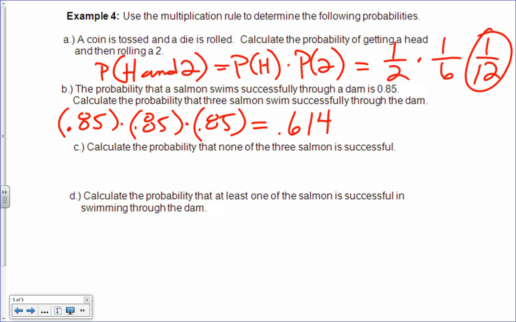Okay. Yeah, not really good for the species, is it? If you think about it. Yeah, that's not so good. All right. So now, same scenario. Calculate the probability that none of the 3 will get through. How could we do that?